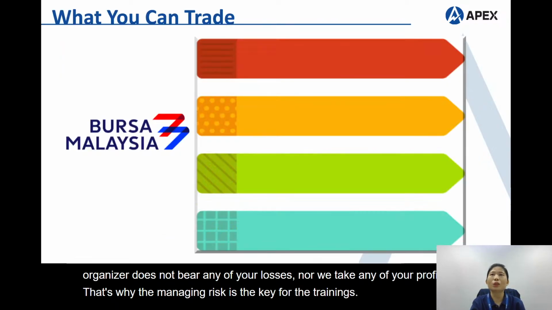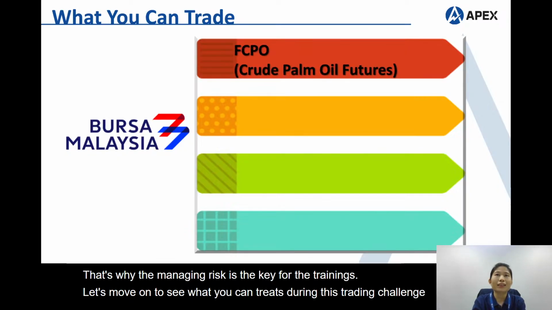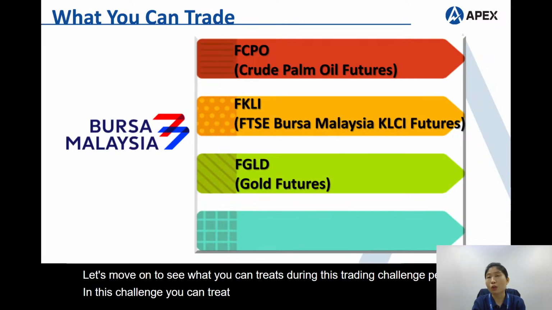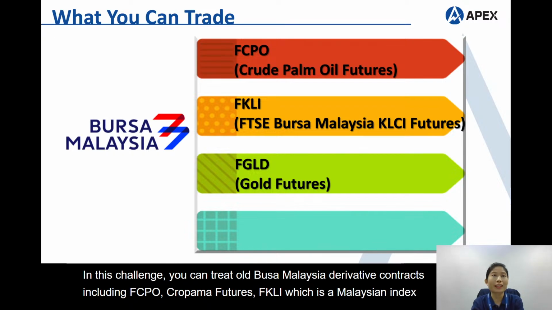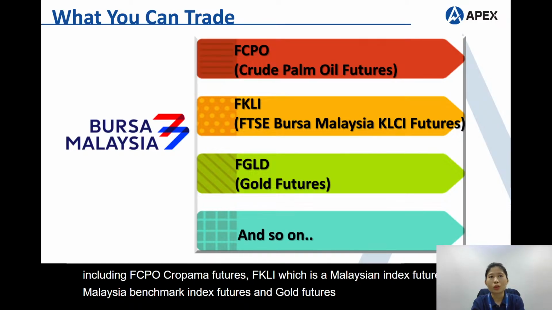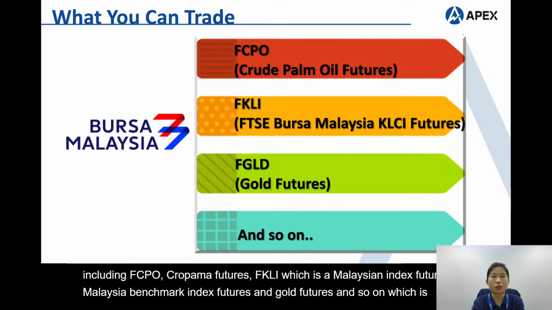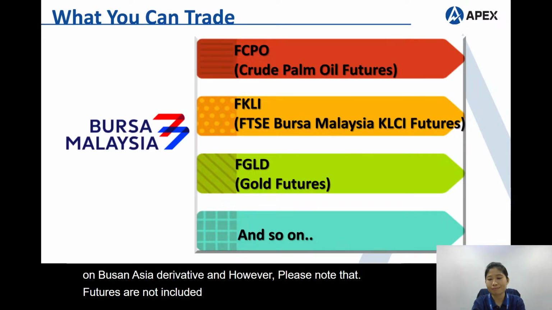Let's move on to see what you can trade during this trading challenge period. In this challenge, you can trade all Bursa Malaysia derivative contracts, including FCPO crude palm oil futures, FKLI, which is the FTSE Bursa Malaysia KLCI Index futures, the Malaysia benchmark index futures, and gold futures, and so on, which are listed on Bursa Malaysia Derivatives. However, please note that foreign futures are not included in this challenge.